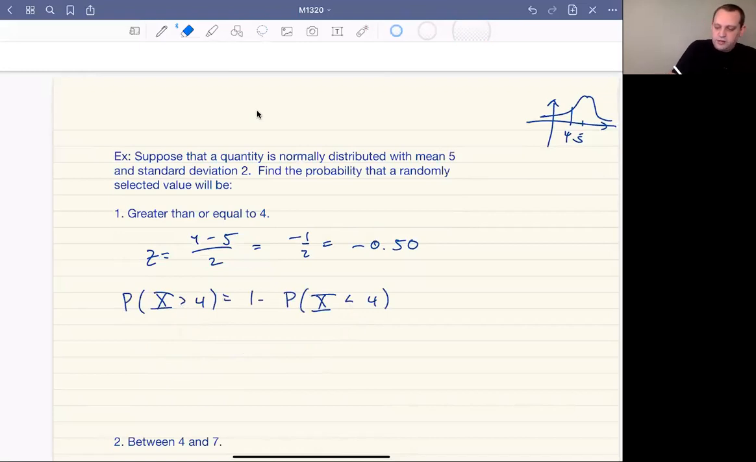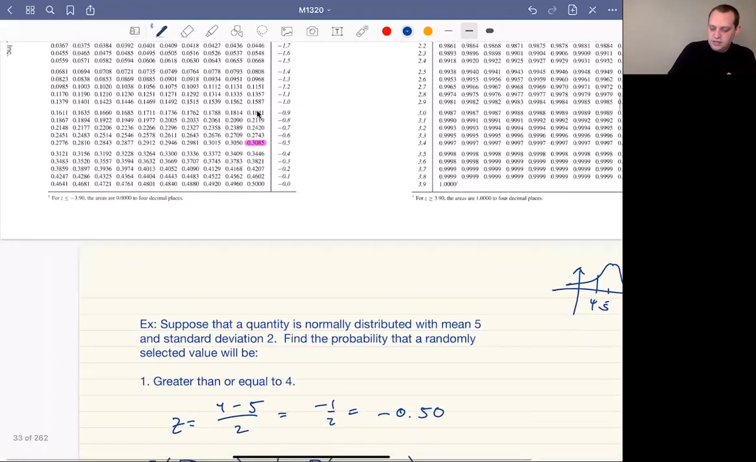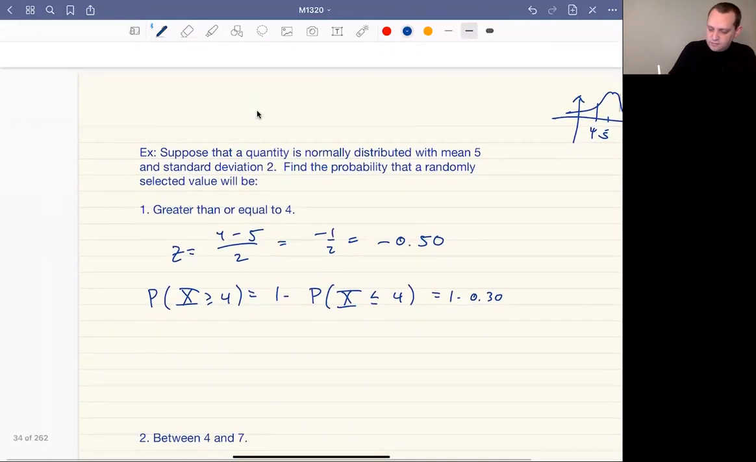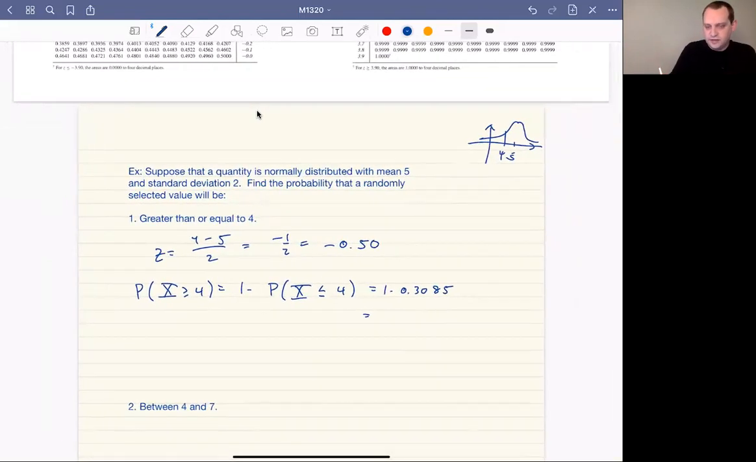Because the probability that it's exactly 4 is 0, because we're talking about a rectangle with 0 width. So anyways, this is 1 minus 0.3085. So the probability that our randomly selected value is at least 4 is 0.6915. Okay, so a little less than 70%. And that's how we'll use the chart to get that kind of information from it.